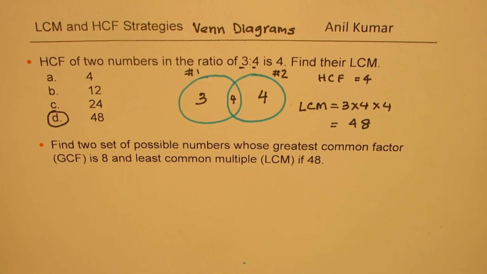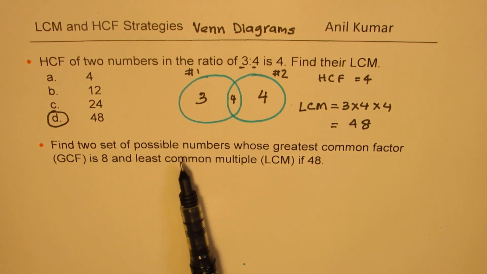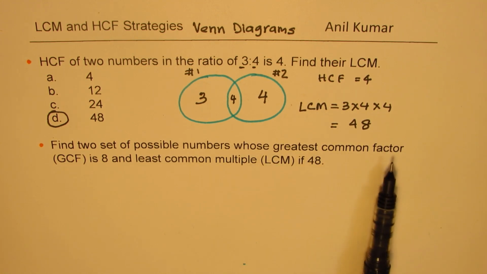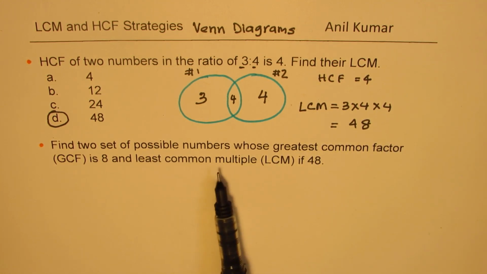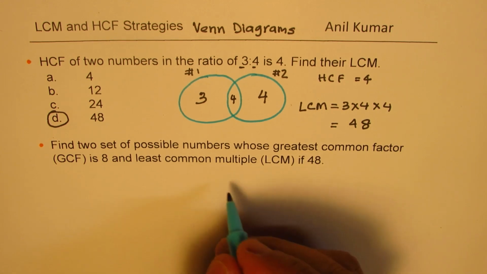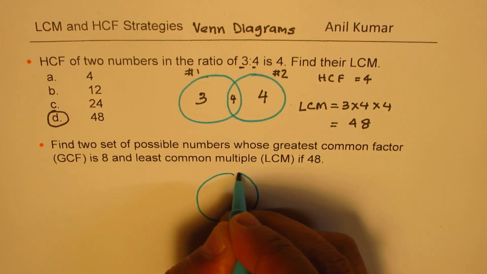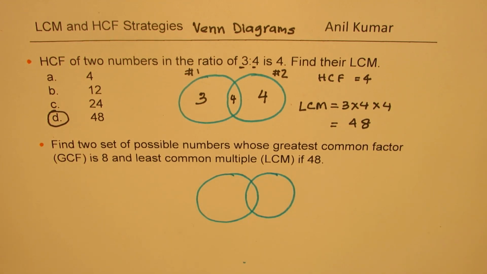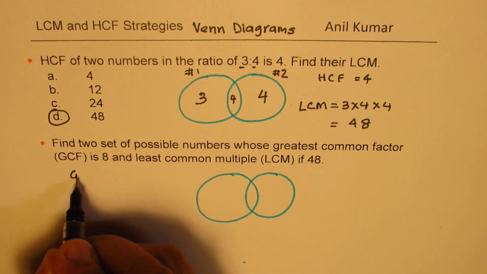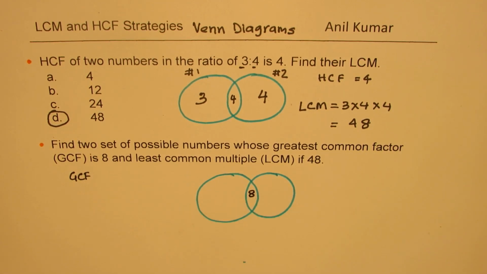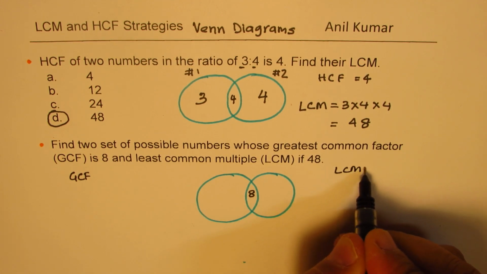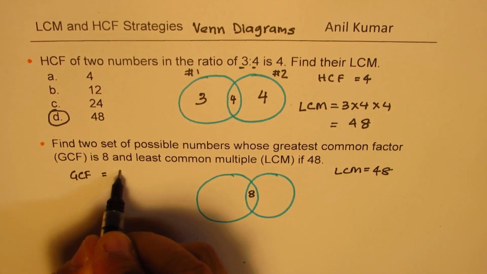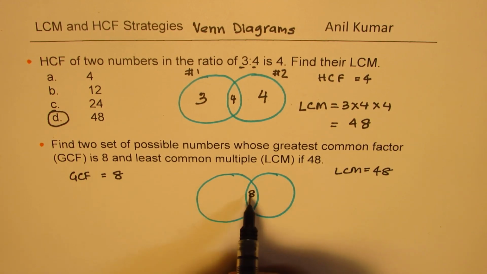Perfect. Now to give you a practice on this, here is a different version of the same question. Find two sets of possible numbers whose greatest common factor is 8 and least common multiple is 48. So this time what we are doing here is that we are giving you both HCF and LCM, right? We are saying that the greatest common factor, so GCF, is 8. And we are saying that LCM is 48. GCF is 8. So I've taken that common as 8, right?